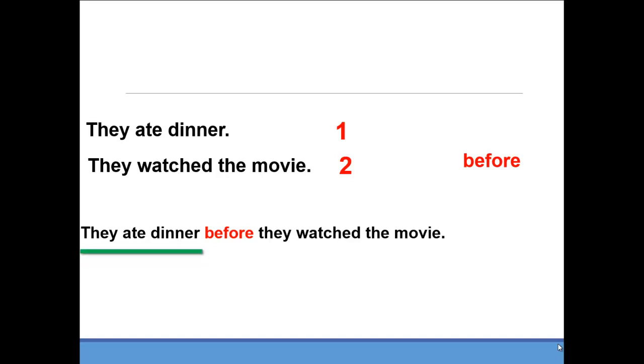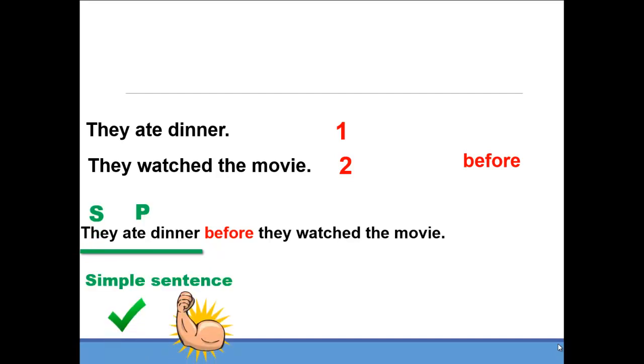Let's check the first part. They ate dinner. Can this part of the sentence be used alone? Yes, it can be used alone. What about the other part? Before they watched a movie. Let's read it without the first part. Before they watched a movie.